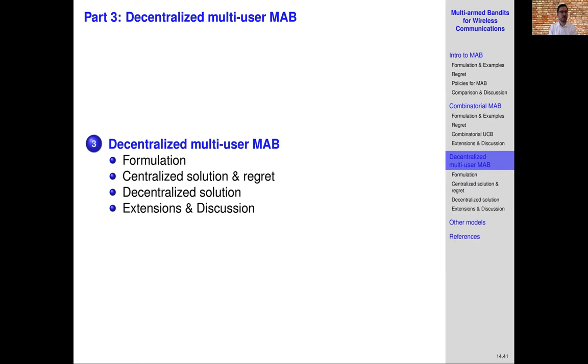In the third part of the tutorial, I will talk about the decentralized multi-user bandit problem. I will first formulate the problem, then talk about the centralized solution and regret. Then I will talk about the decentralized solution, and I will conclude with extensions and discussion.